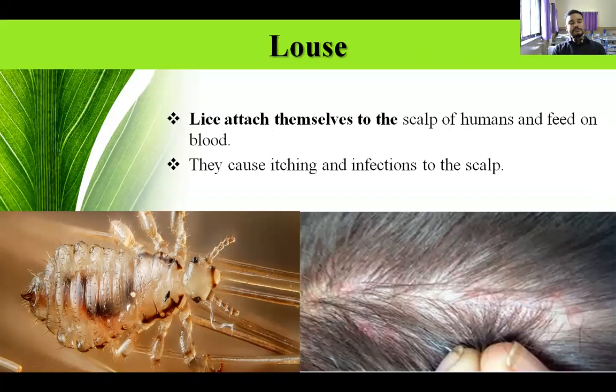Okay, so we were discussing lice. They attach themselves to the scalp hairs, the hairs of our body, and then start sucking the blood of our body. If they start biting us, what will happen? Itching and infection to our scalp.